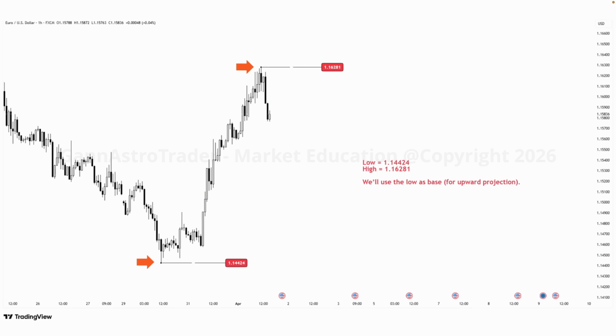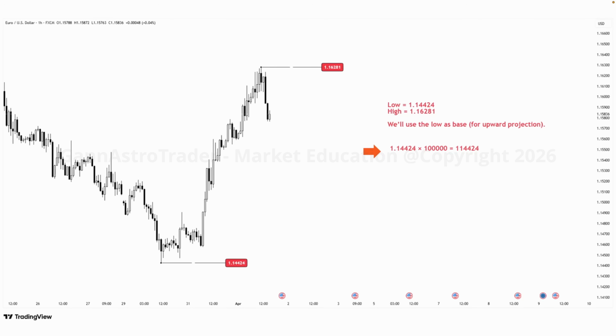In this example on euro against the US dollar, we begin by identifying a clear swing low. The base price is then converted into square root space. This transformation allows us to move from linear price into a geometric framework where movement can be measured in terms of rotation rather than simple distance. Once in square root space, we apply rotational increments. A quarter step represents 90 degrees, a half step represents 180 degrees, and a full step represents a complete 360-degree rotation. These steps are then squared back into price, giving us projected levels ahead of the market.